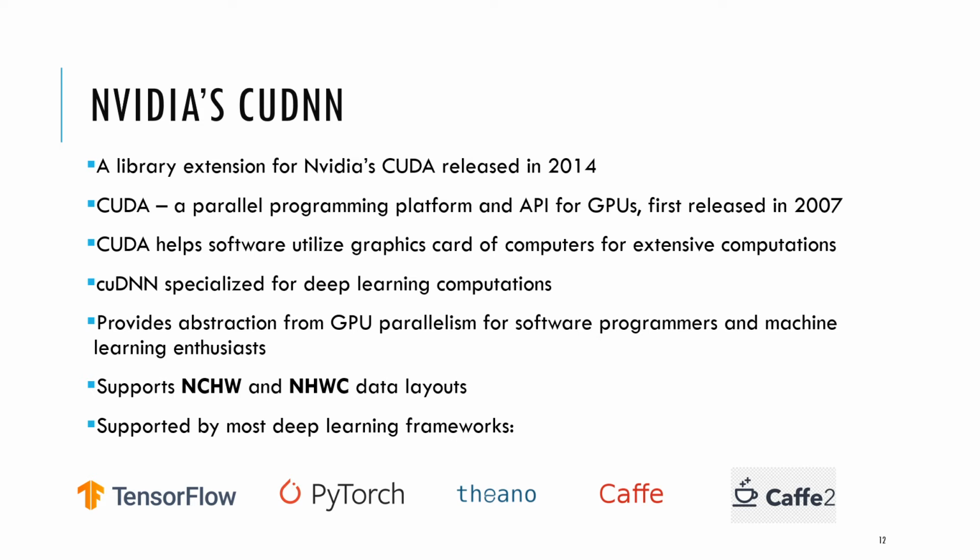So basically, we are providing abstraction for GPU parallelism for programmers. So programmers and machine learning enthusiasts don't have to worry about the parallelism or how to use the GPU. All they have to do is just use the library and they're all set. And like I'd seen before, NCHW and NHWC are the data layouts which are supported by cuDNN. And if you read the paper, I've already mentioned that the NCHW layout is the most popular one because it provides better results than any other data layout. And this library is supported by some really popular frameworks like TensorFlow, PyTorch, Theano, and Caffe. All of these frameworks are used for deep learning extensively, and I'll be using one of these soon.